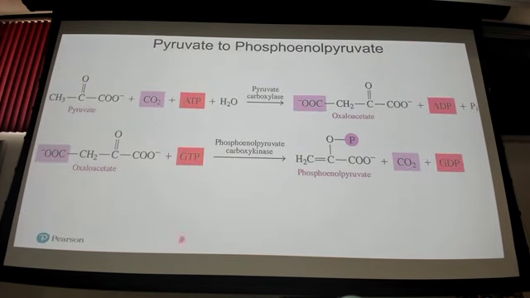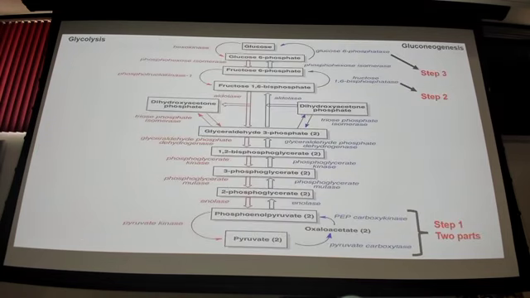And so here's the reaction for that first step. Pyruvate is converted to oxaloacetate by pyruvate carboxylase. Oxaloacetate is converted to PEP by PEP carboxykinase. And here is the glycolytic pathway, and the gluconeogenic pathway.